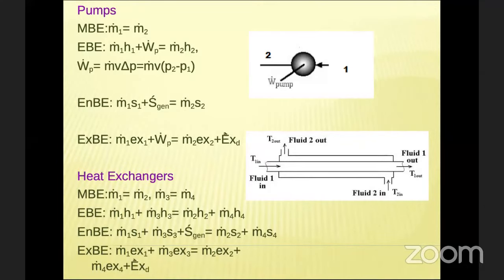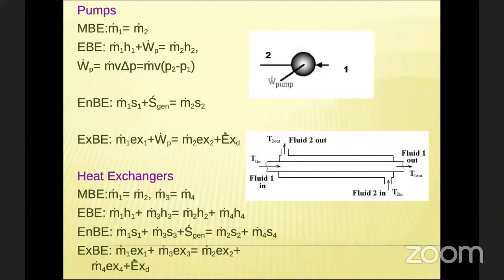Next, entropy equations: M1 dot S1, specific entropy into M1 dot, plus similarly for the other fluid M3 dot S3, plus we have to take the entropy generation. Even a small temperature difference will cause entropy to generate. We know that. That is why we are still not able to operate the Carnot cycle. Right? This is equal to M2 dot S2 plus M4 dot S4, that is the hot fluid and cold fluid at the outlet.